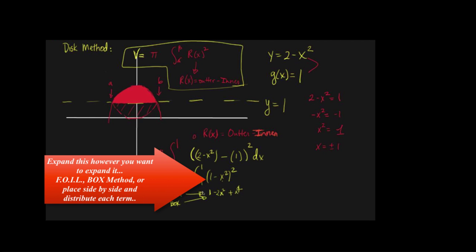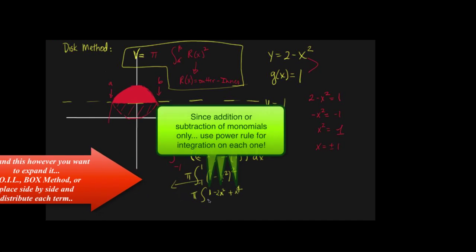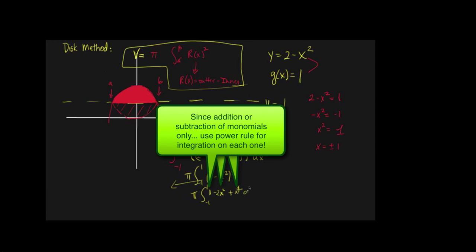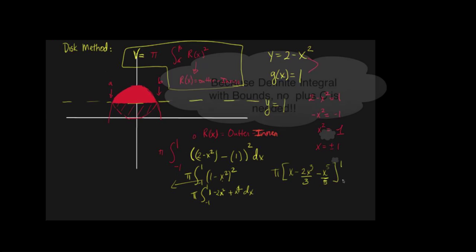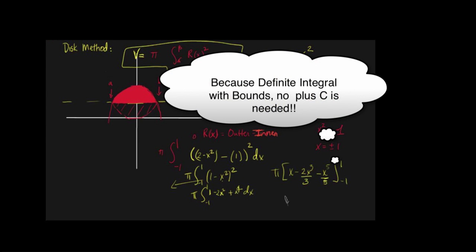Now that we have just addition and subtraction, we can integrate. So that'll be 1x, minus 2x to the third over 3, plus x to the fifth over 5. And put the bracket, and on top put 1, and on the bottom put -1.